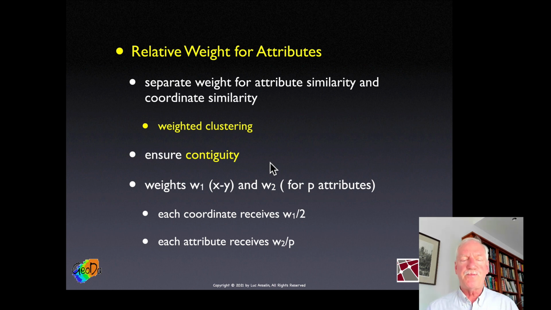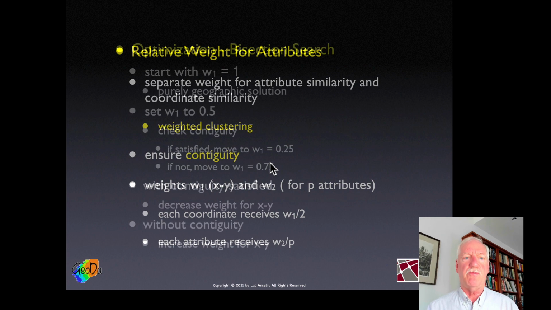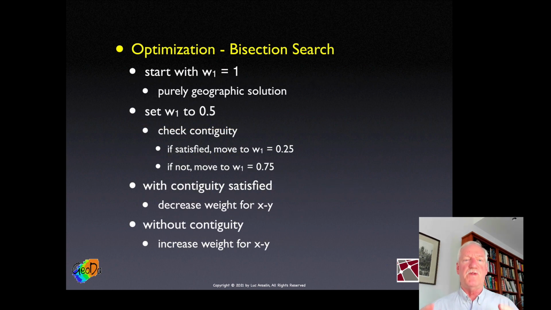If you're interested, it's explained in more detail in the lab notes. But in essence, what it means is that we can check on the fly whether the solution that we obtain in terms of the clusters is actually spatially contiguous or not. And now we use this in an optimization process. Specifically, we're going to use a very simple optimization method for one parameter, and that's called a bisection search. Bisection because you cut the interval into 2 each time.